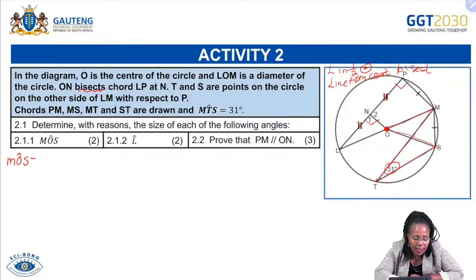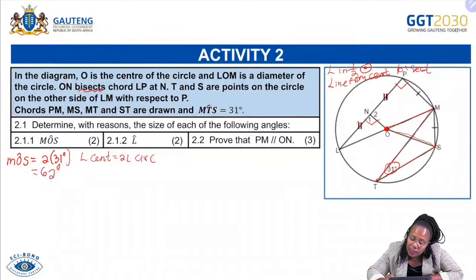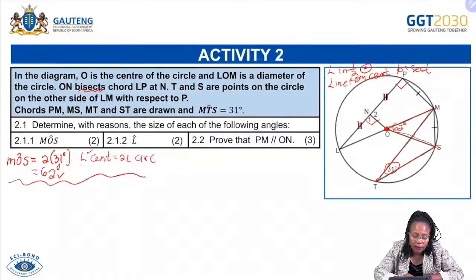Then if you look at MOS, angle MOS is the angle at the center. That means it will be twice the angle at the circumference, which is 31 degrees. Reason: angle at the center is twice angle at the circumference. Therefore this is going to be 62 degrees. So this center angle here will be 62 degrees. 2 marks is for the value and the reason. And then from here we have indicated the value on the diagram.